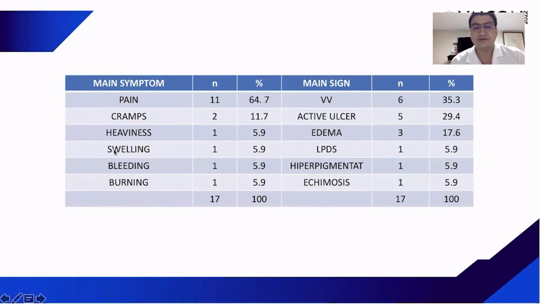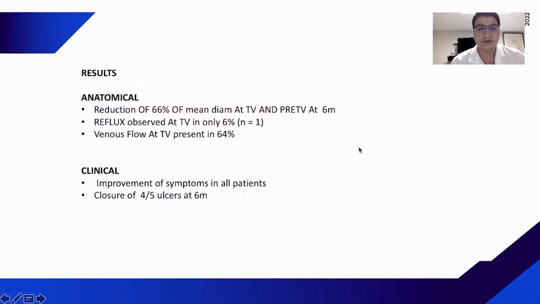Patients describe the main symptom as pain in 2/3 of the patients, and the main sign as presence of varicose veins or active ulcer in 2/3 of the patients as well.